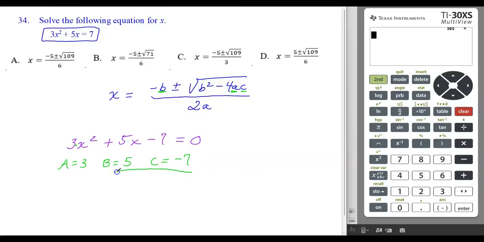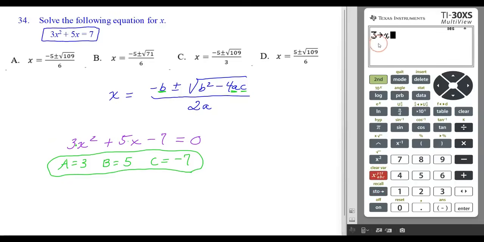And now what I'm going to do is take these values and store them into the calculator, like we did in some previous problems. So let's store 3 for A, 5 for B, negative 7 for C. Go over here, punch in 3, hit your storage button, and then hit this button repeatedly until it says A. The first time I hit it, it says X. Hit it again, it says Y, then Z, then T, then A. Now I'm good to go. The 3 is stored with A. Don't forget to hit enter next.